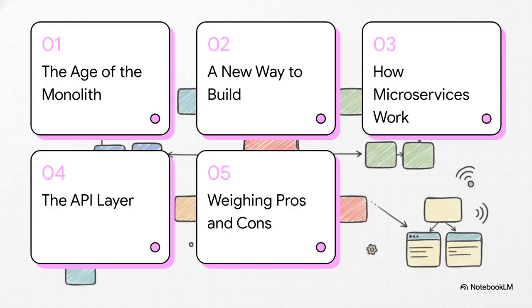So here's what we're going to cover. First, we'll look at the old way of doing things, the age of the monolith. Then we'll jump into a new way to build, see how microservices actually work, understand the all-important API layer, and finally, we'll weigh the pros and cons.